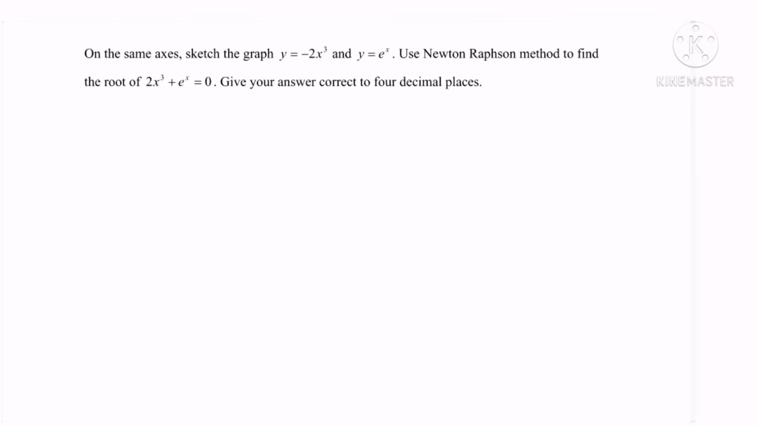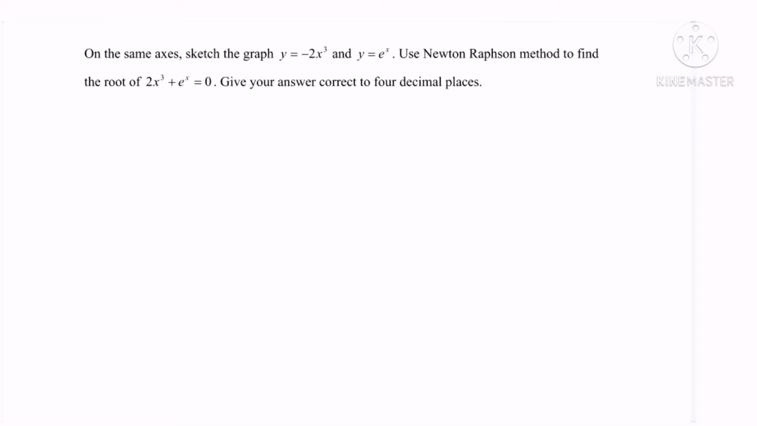In this video, I'm going to discuss the example for Newton-Raphson method. On the same axis, sketch the graph y equals -2x cubed. And the second curve will be y equals e to the power of x. Use the Newton-Raphson method to find the roots of the equation 2x cubed plus e to the power of x equals 0. Give your answer correct to 4 decimal places.